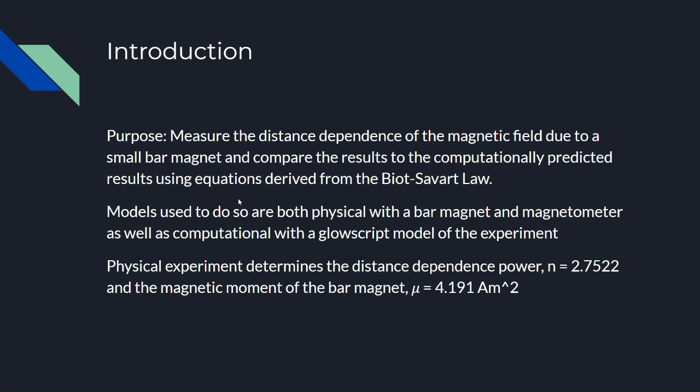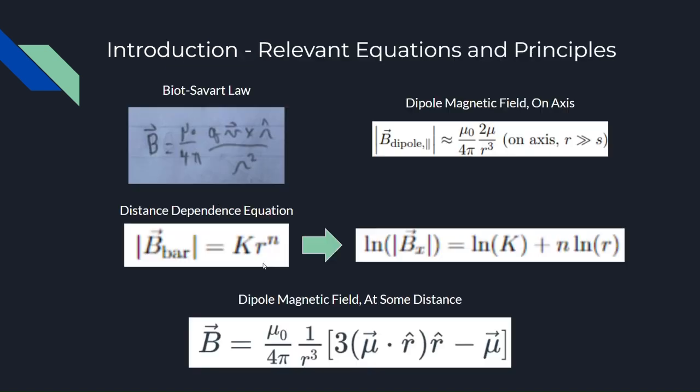The purpose of this lab is to measure the distance dependence of the magnetic field due to a small bar magnet and compare these results to the computationally predicted results using equations derived from the Biot-Savart law. The models used to do so are both physical, with a bar magnet and magnetometer, as well as a computational model using GlowScript. The physical experiment determines that the distance dependence power, n, is 2.752, and the magnetic moment of the bar magnet, mu, is 4.191.